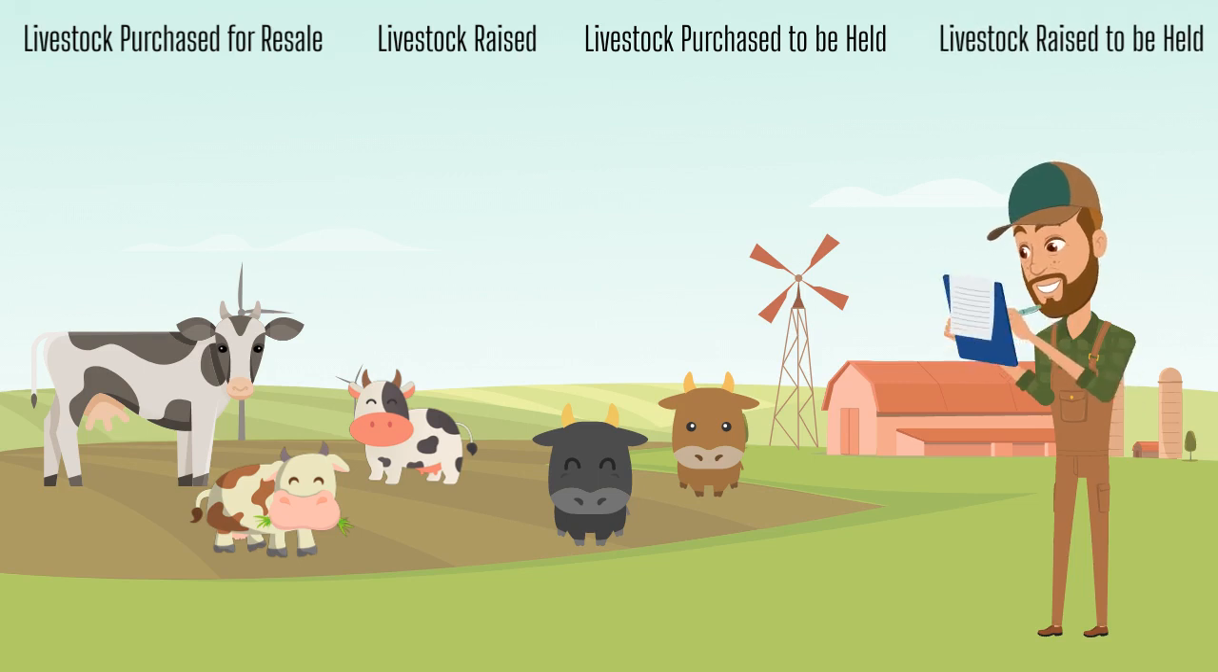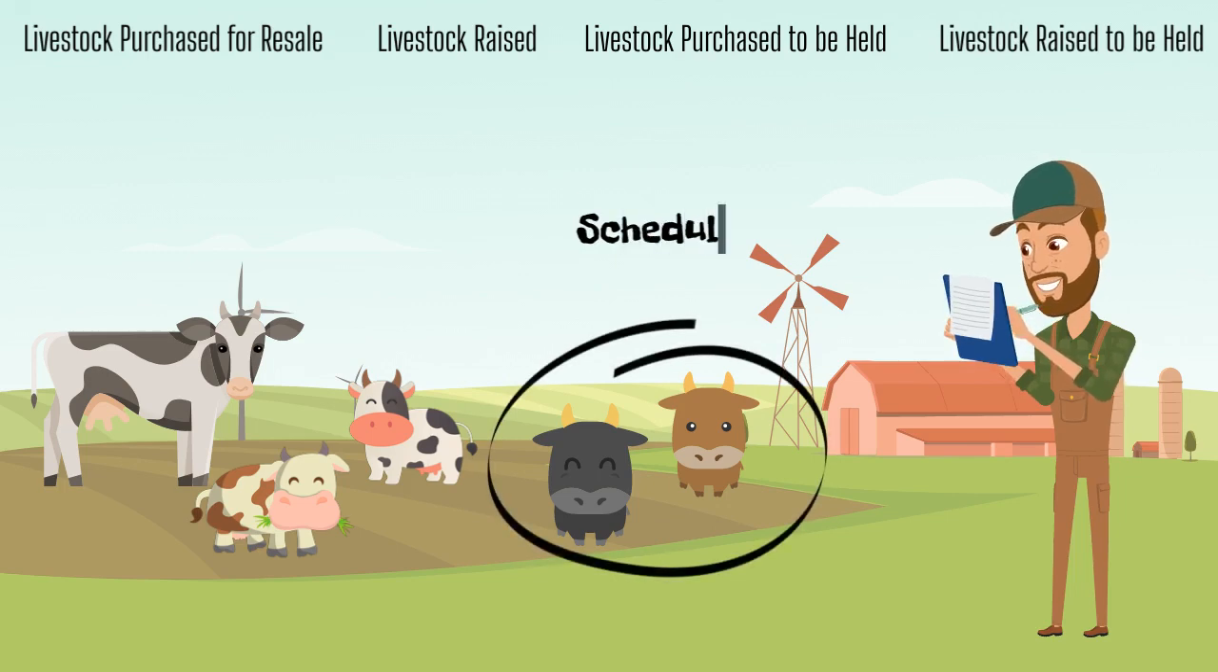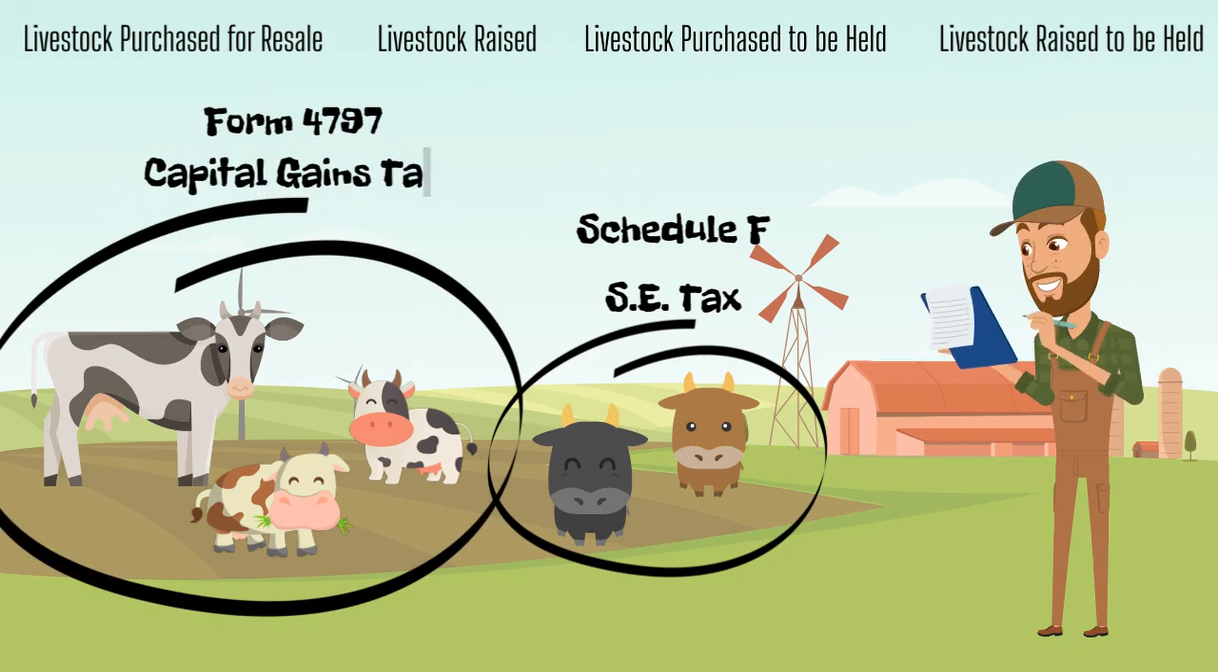The sale of raised livestock not held or livestock purchased for resale is reported on the Form Schedule F and subject to self-employment tax. Livestock held for draft, breeding, sport, or dairy purchases, bought or raised, is reported on the Form 4797, which is taxed as capital gains income, and that is the lowest category of tax that you can pay, so you want this.